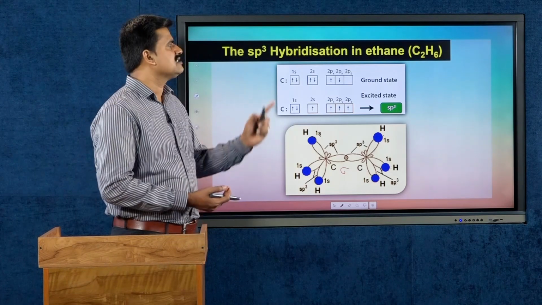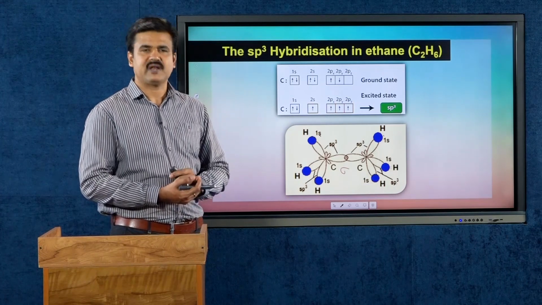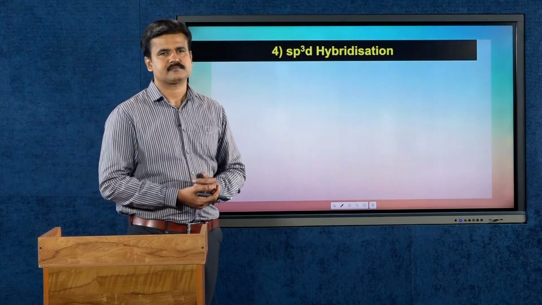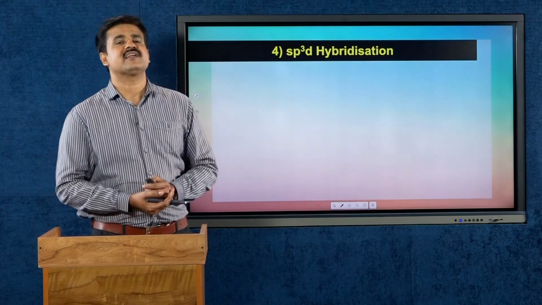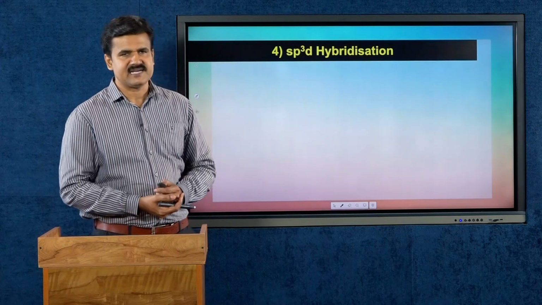So in the C2H6 molecule, or ethane molecule, there is no pi bond formation, there is no lateral overlap. All the bonds present here are sigma bonds. Now, another popular hybridization shown by simple molecules and ions is sp3d hybridization.